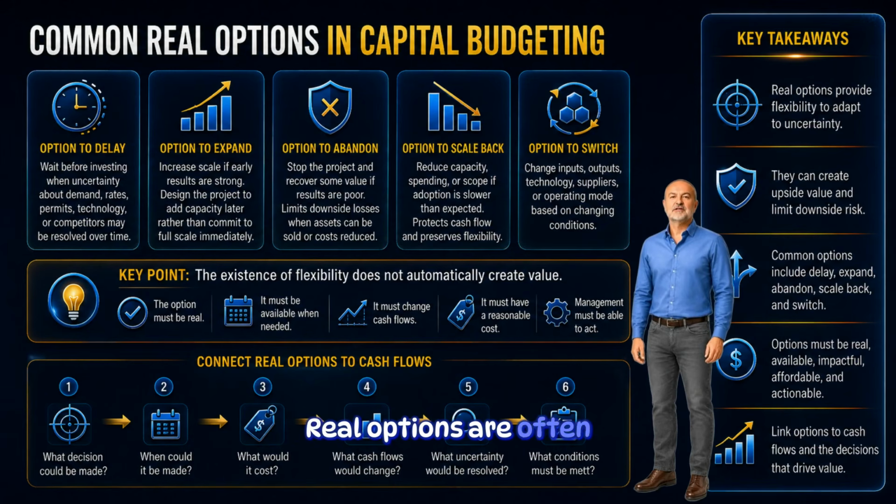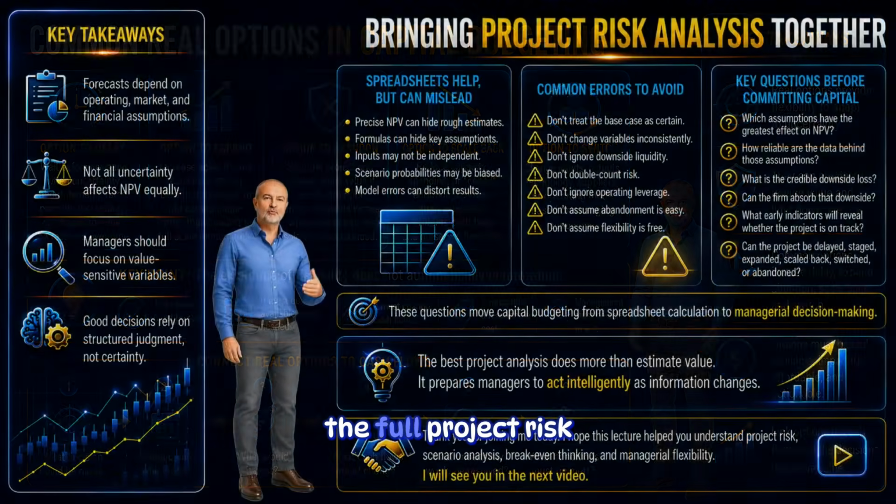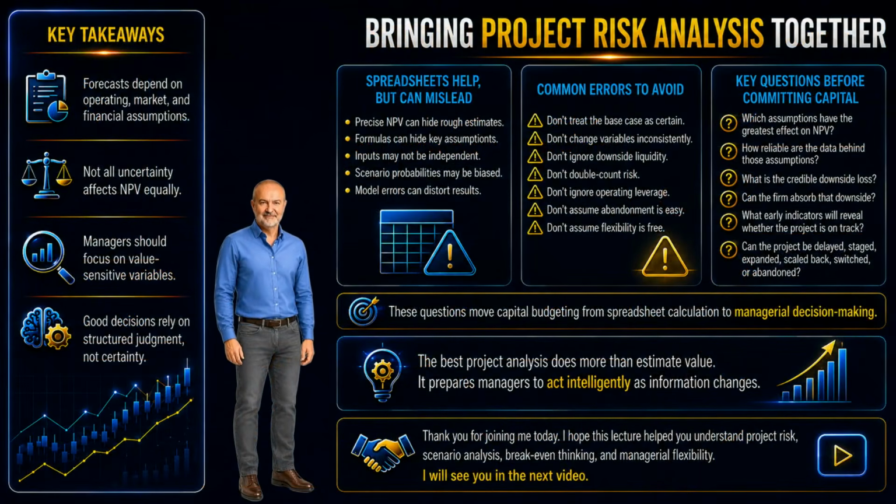Real options are often discussed qualitatively, but they should still be connected to cash flows. Managers should ask what decision could be made, when it could be made, what it would cost, what cash flows would change, and what uncertainty would be resolved before the decision. Let's finish by bringing the full project risk analysis together.